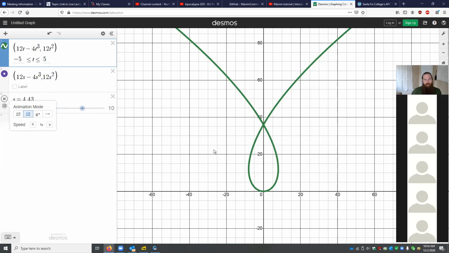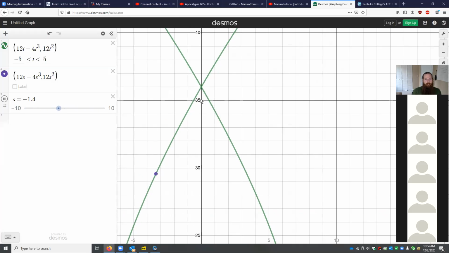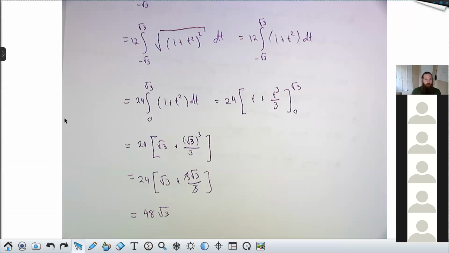So once you've got that, you just need to figure out the t values that correspond to the start of the loop and the end of the loop. And if you watch this point come in, here it starts, ends. It starts and ends at this same point up here, which is 0, 36. So you plug in 36 for y, you set 12t squared equal to 36, and that will give you your two t values, which were plus and minus root 3.